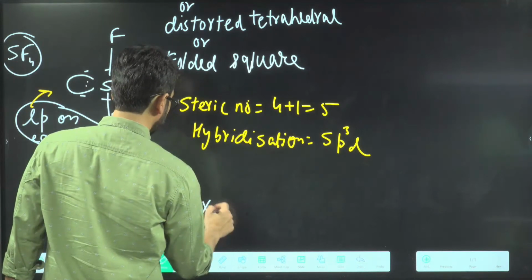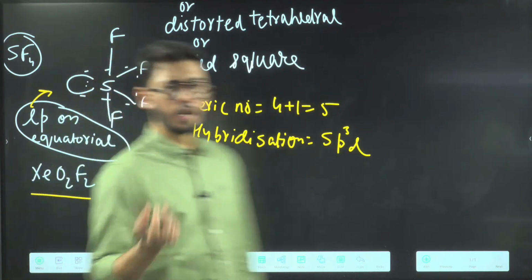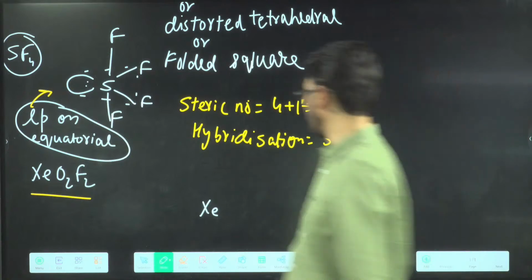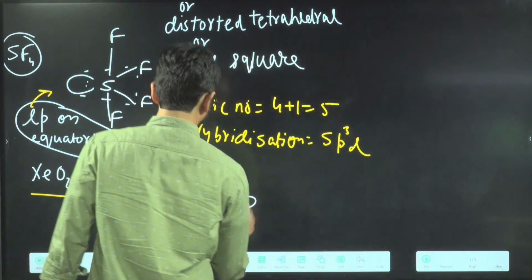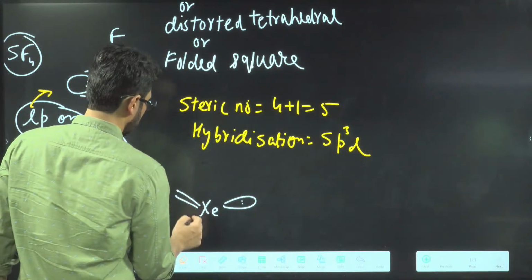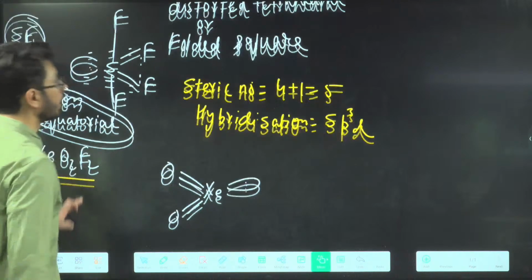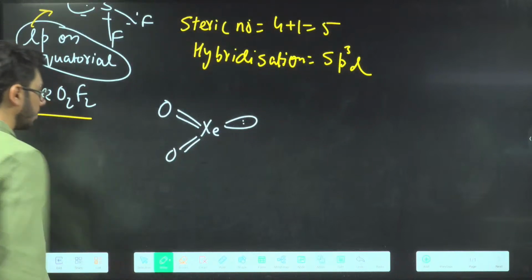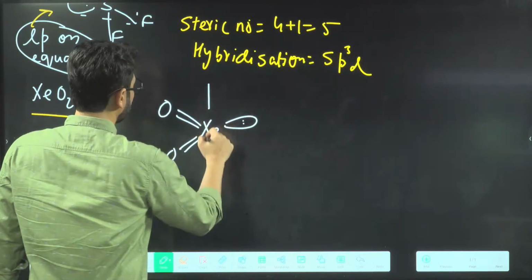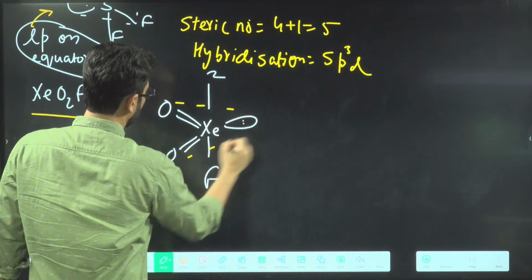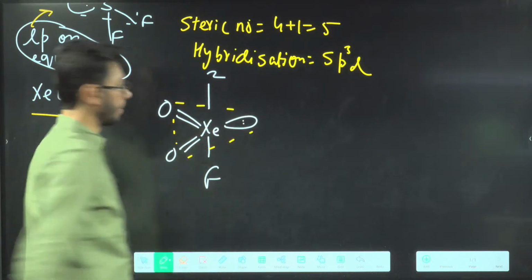Structure will be AB4L. The moment you get the idea, it is AB4L type. You firstly put the lone pair on equatorial. I can put it here also, no problem. Double bonds where? On equatorial. Remember what you have written in the last class: lone pair, double bonds and bulky atoms, they should occupy which position? Equatorial position.